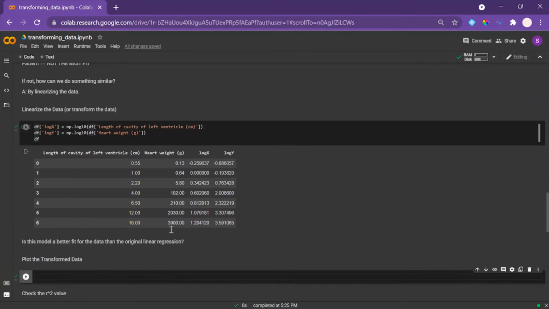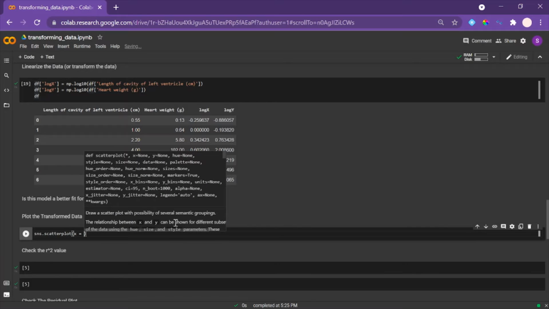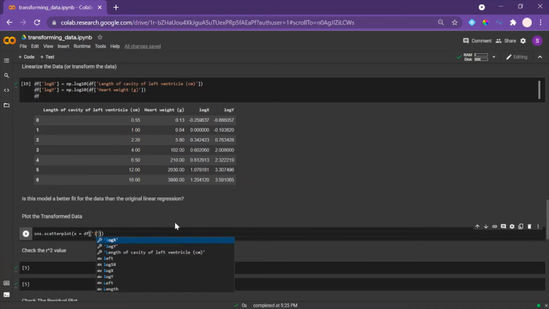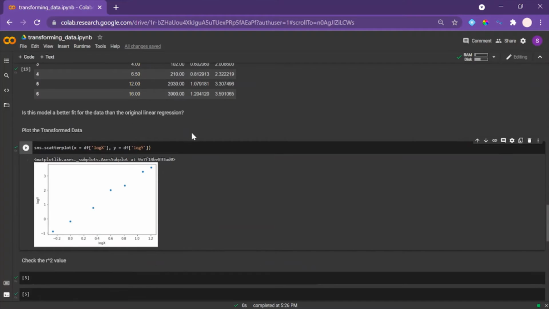Okay, so the way we're going to do that is by plotting the transformed data. So we're going to go ahead and do SNS again. We're going to do a scatter plot again. Let's have our x instead. This time we're going to say log x. And our y, we're going to say data frame log y. Okay, we're going to run that. And now you can clearly see the difference. Now the data is linearized, right?